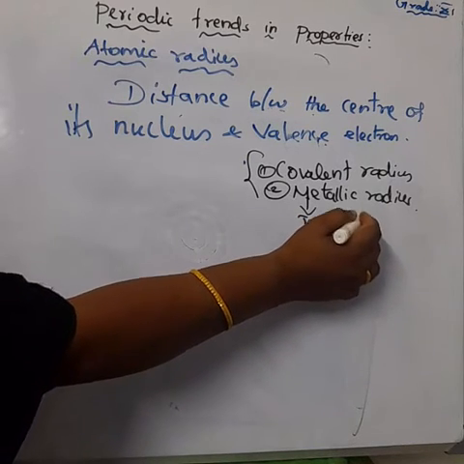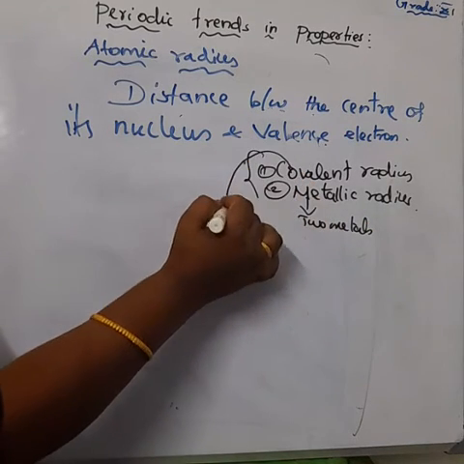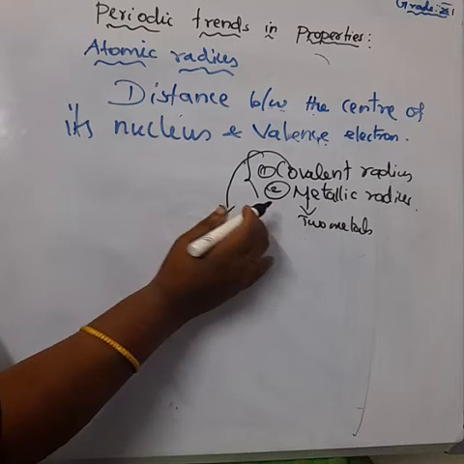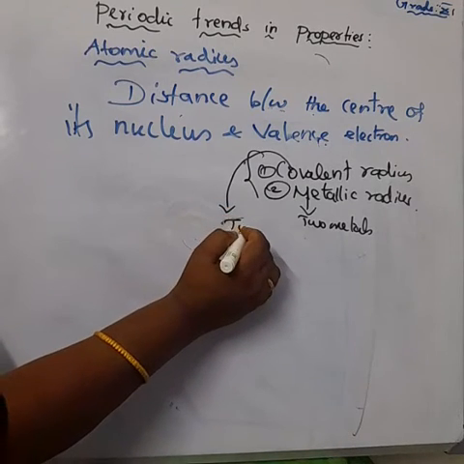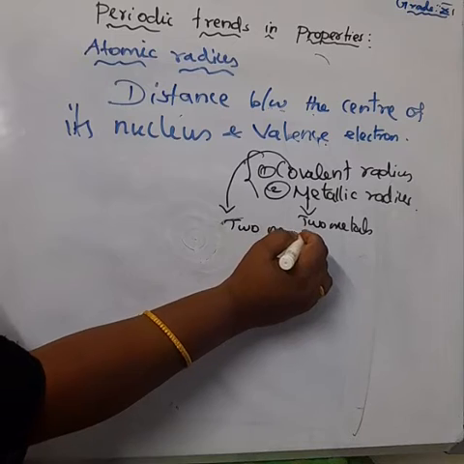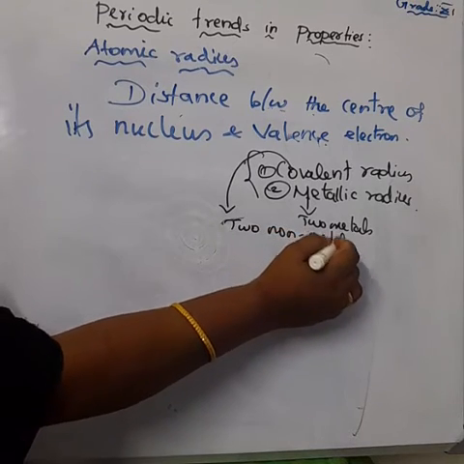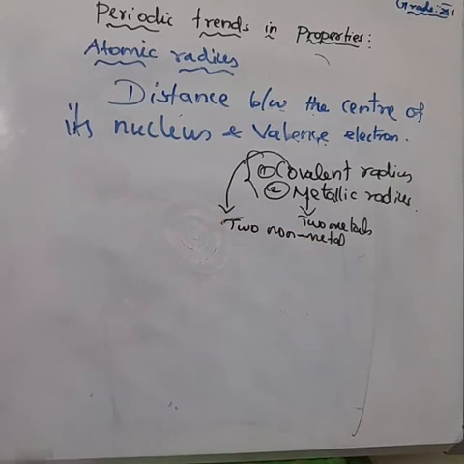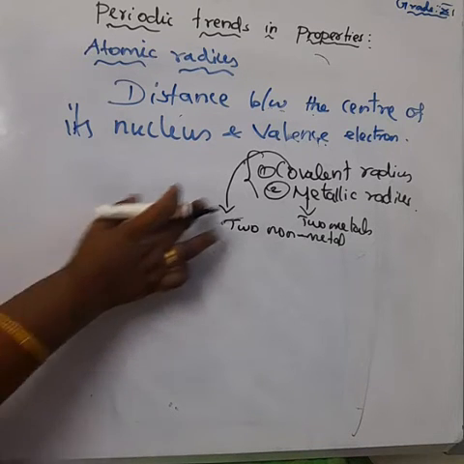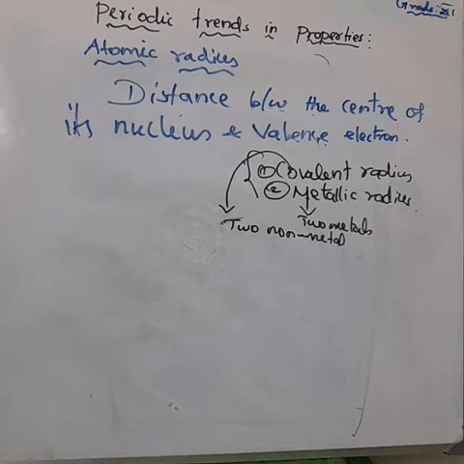Covalent bond means mutual sharing of a pair of electrons between two atoms. A covalent bond is formed between two non-metals, maybe non-metals, or maybe between a metal and a non-metal. That is called a covalent bond. Understood? So here, what do you mean by covalent radius?